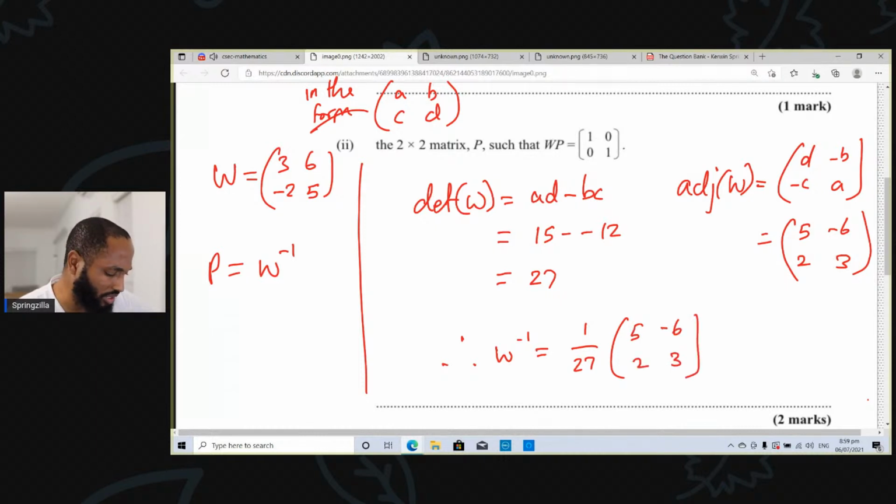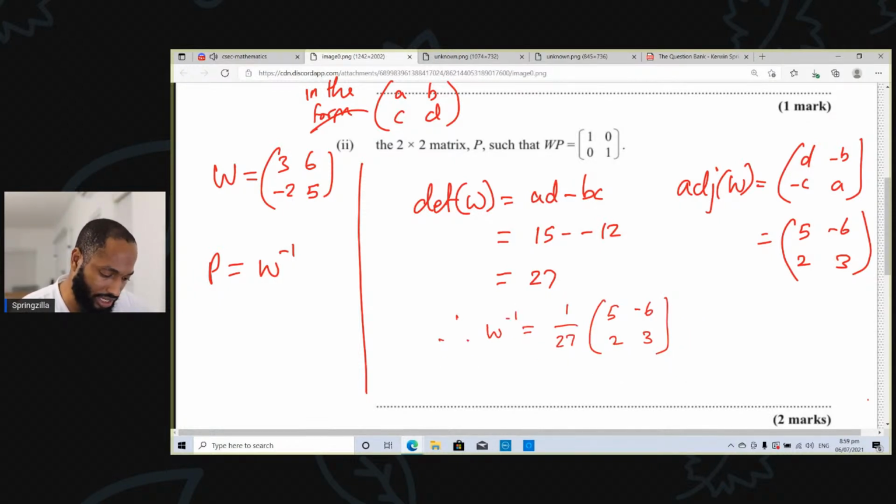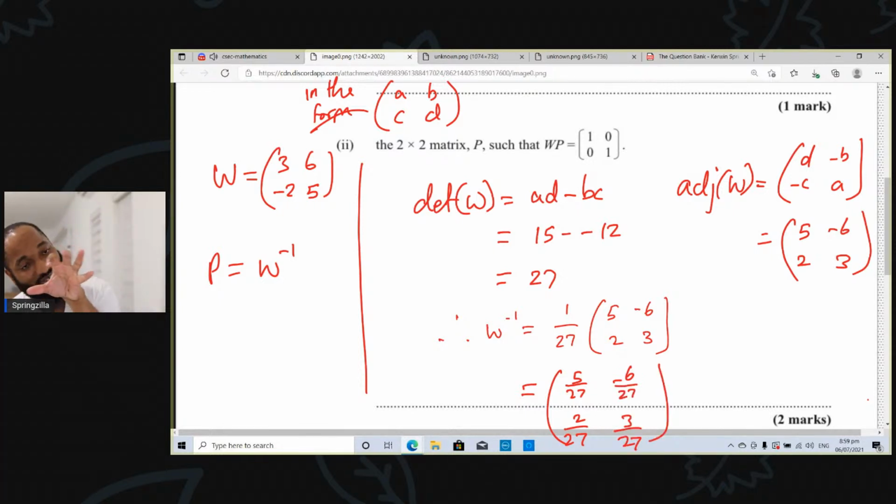Now, all my students in my class will be mashing this up. In my class, right? Anybody from my class here? Mashing this up. 5 over 27, 2 over 27, negative 6 over 27, 3 over 27. I just have a little box of the chat right here available, and it's just going up.